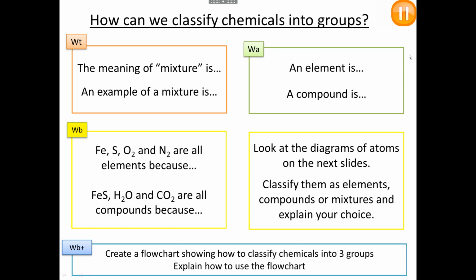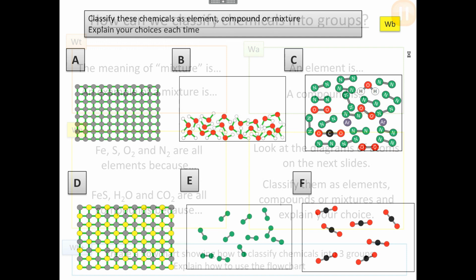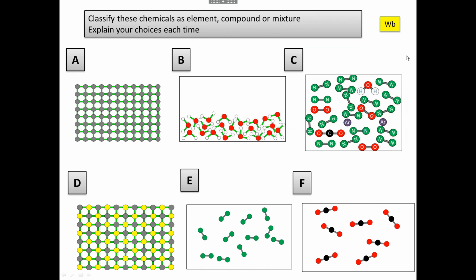Okay, I'm going to move this onto the answer slides. Let's go through it. Oh no, I'm not going to move. What am I talking about? Here are the diagrams. Decide if each is an element, compound, or mixture. Explain your choices. Remember, to explain, that means using the word because, and then use some science understanding to explain it. Pause the video if you need to.